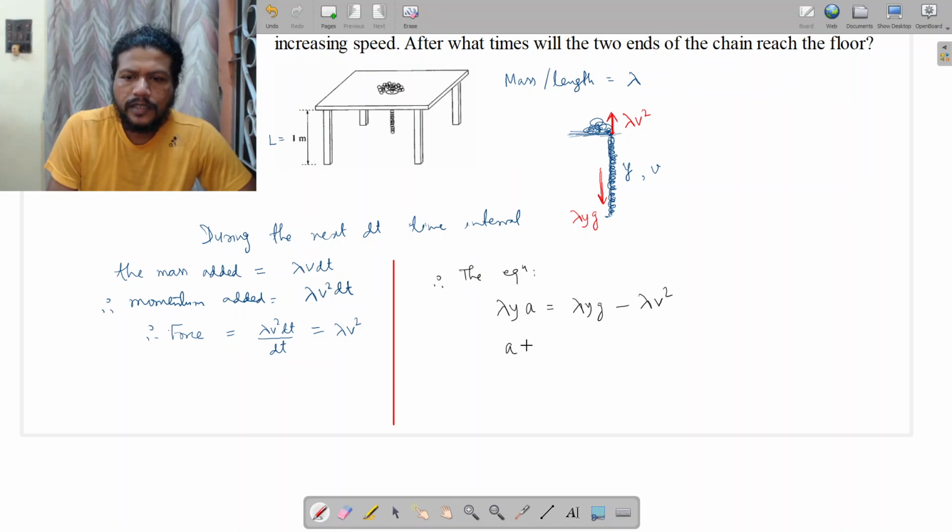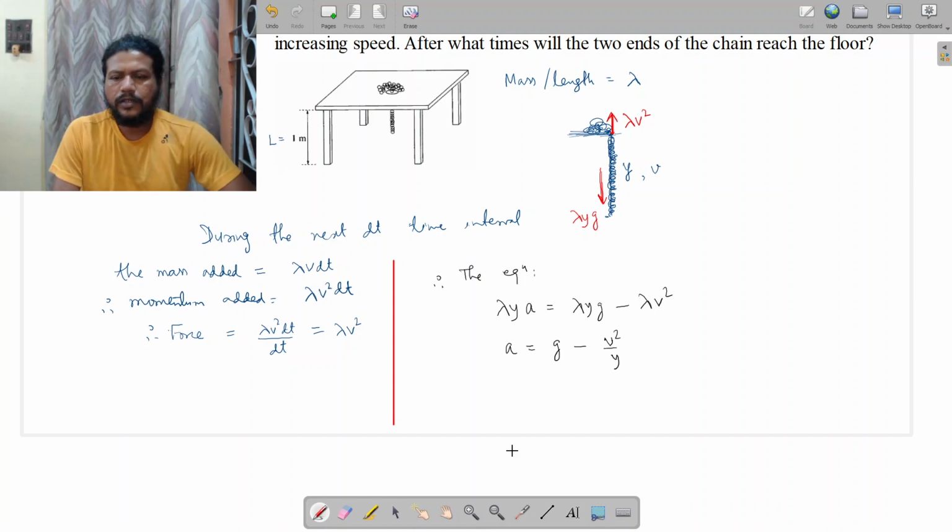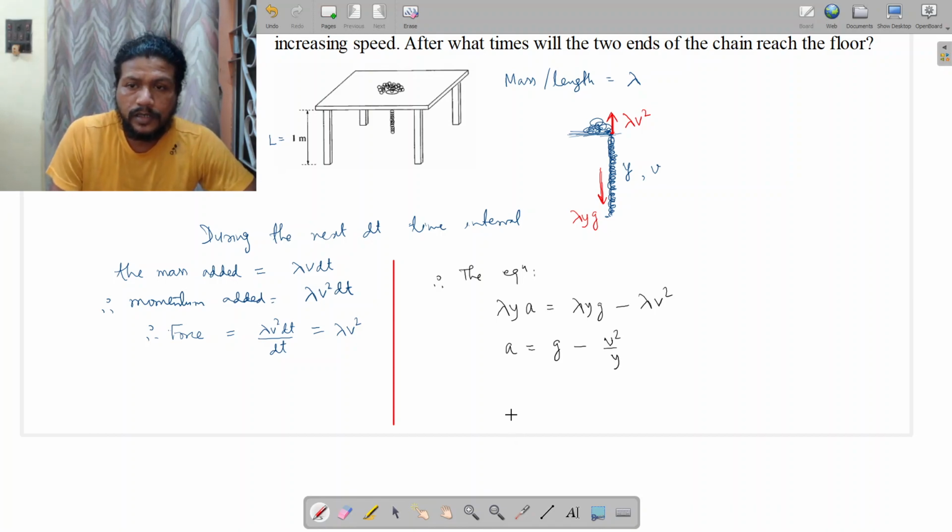Now dividing in this case by lambda into y gives us an equation which is this. Speaking strictly, this is a differential equation because a is dv by dt, but it involves a lot of variables. v is unknown, y is unknown, and t is also there actually.